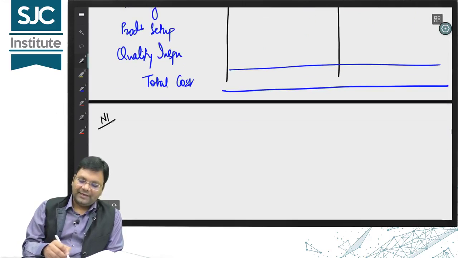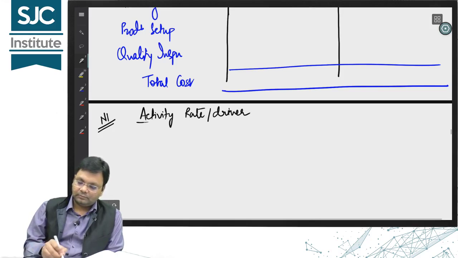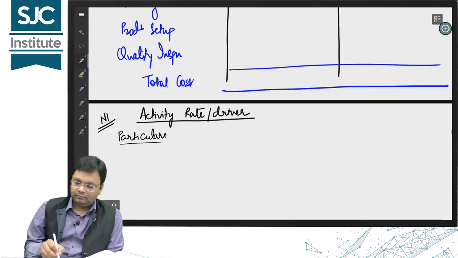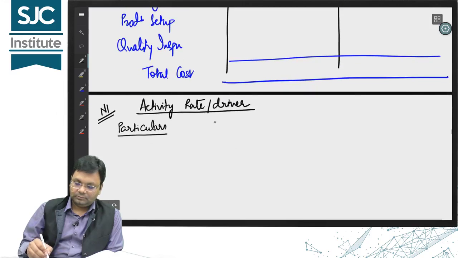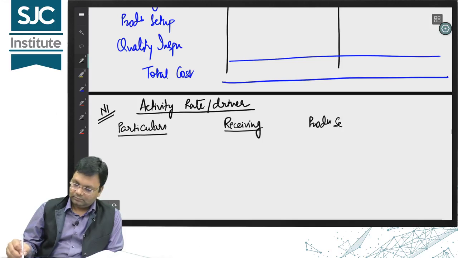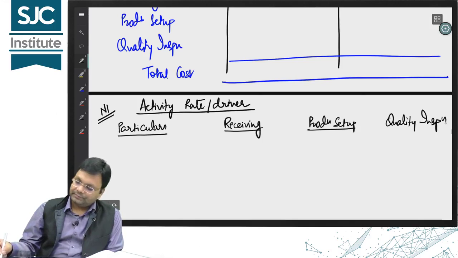So to find out the rate, we are doing note number 1: activity rate per driver. Particulars: we have three activities: receiving, production setup, quality inspection.